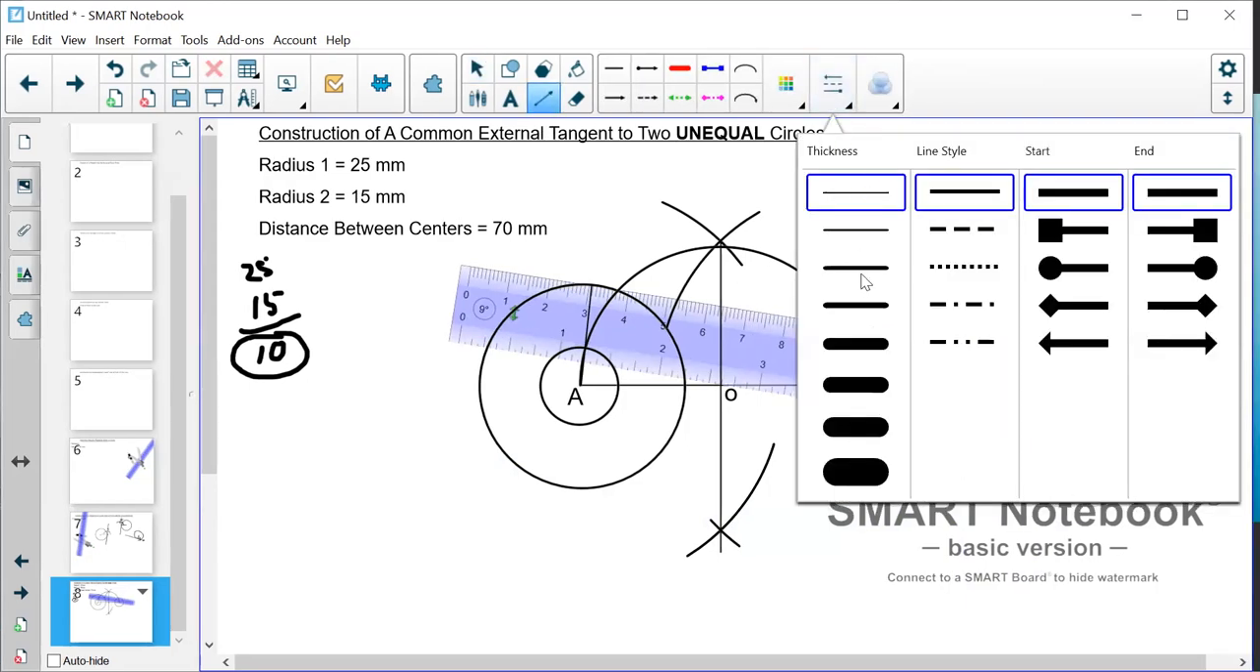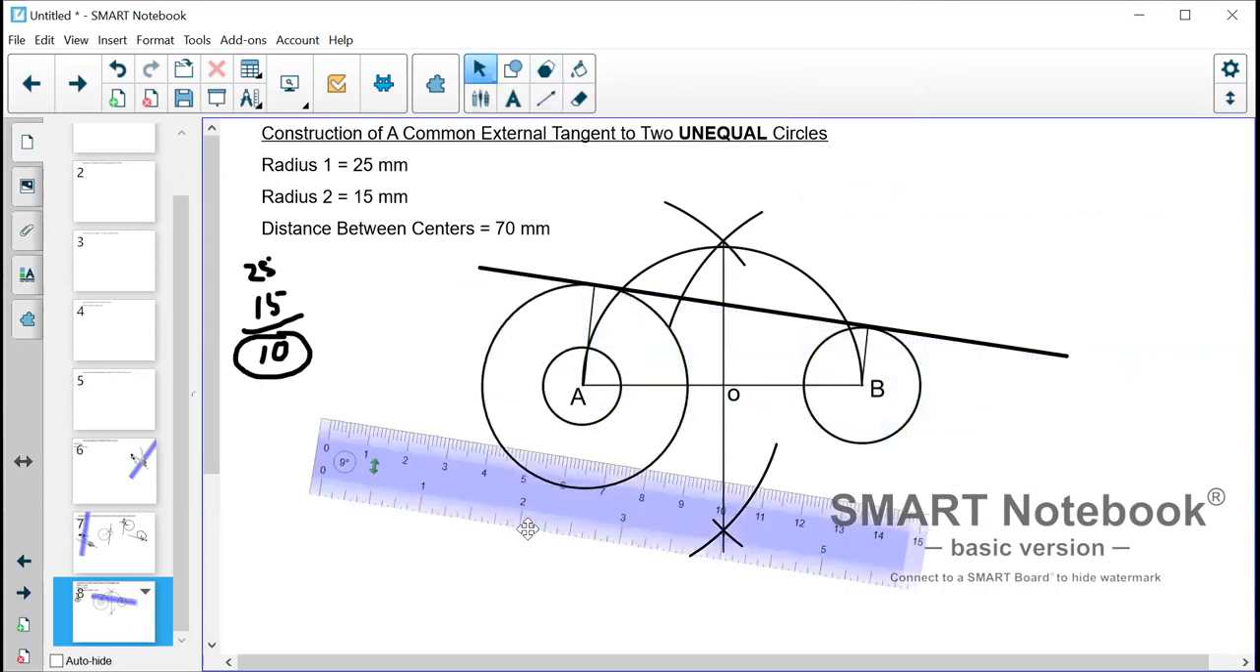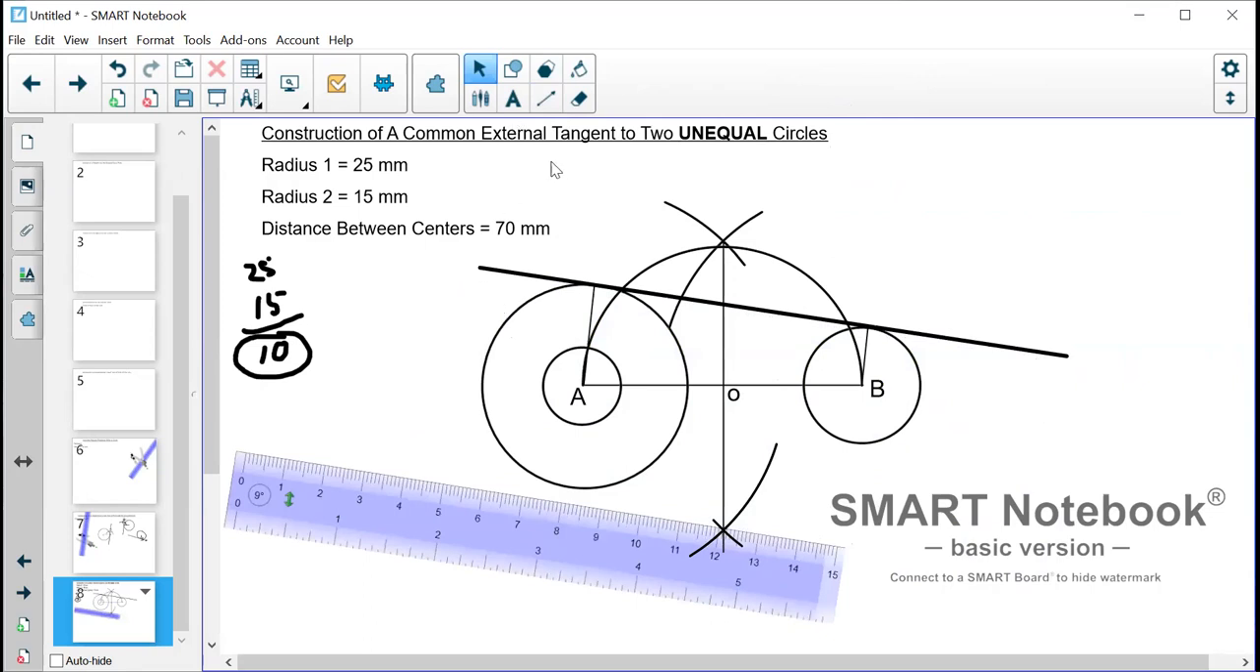We would want to draw this line a little thicker than the others, because that's the objective, that is what we're looking for. So we draw this line to touch both circles. And that will give us a common tangent touching the two unequal circles externally. So that's how we obtain this tangent to the two unequal circles.